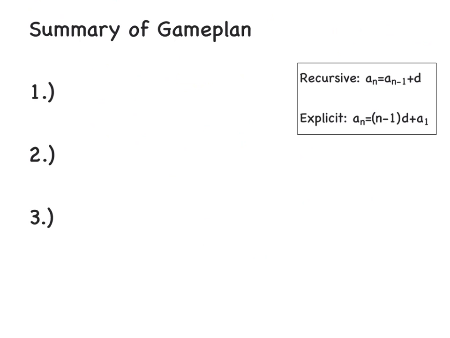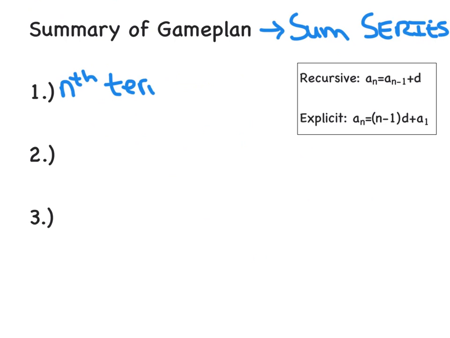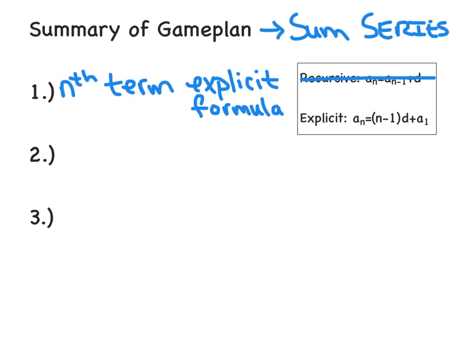Now, a quick summary of our game plan, specifically for finding the sum of a particular arithmetic series. The first thing I want you to do is find the nth term by writing an explicit formula. Emphasis on the explicit formula. So technically, if the only thing the question asks for is the sum, then we're not going to worry about the recursive part. The only reason I'm incorporating that tonight is to review and highlight the difference between a recursive formula versus an explicit formula.